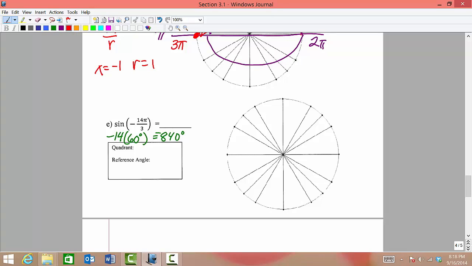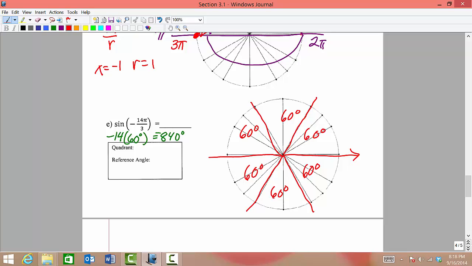We're going in the clockwise direction because we're negative. So we're going to start here at our initial side, and here is a 60-degree segment. So that's one of those. And here's 2 60-degree segments. And here's a third. And here would be a fourth. And a fifth, and here would be a sixth. So we go 1 of those, 2, 3, 4, 5, 6, 7, 8, 9, 10, 11, 12, 13, and 14. So if I go 14 segments in that clockwise direction, this is where I would end up stopping.